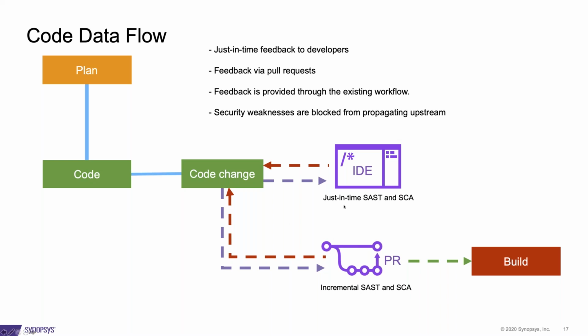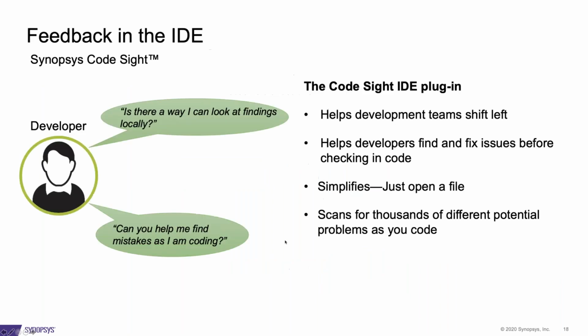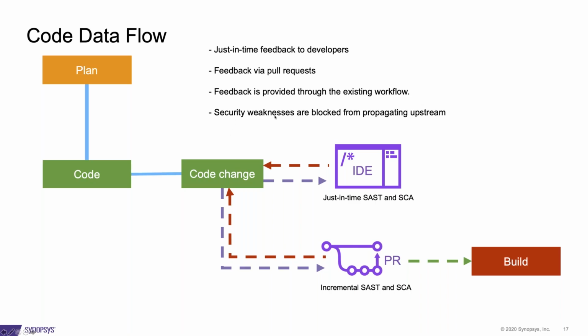This is also an important complement to the IDE plugin because this is enforceable. We can't really enforce that every user always runs static analysis in their IDE, but we can enforce that every change before it goes to production is going to run through a peer code review and a static analysis. So with this system in place, in the ideal case, we find things super early, but we still catch things before they get promoted into production. So security weaknesses are going to be blocked from propagating upstream.